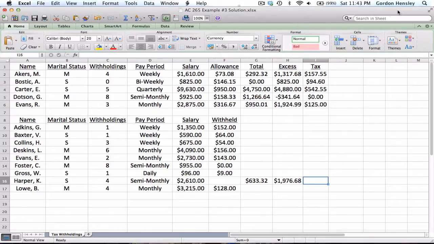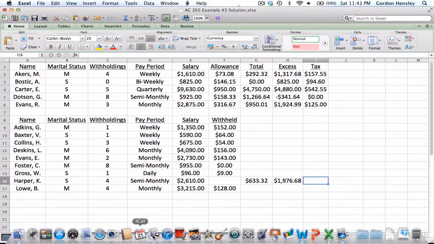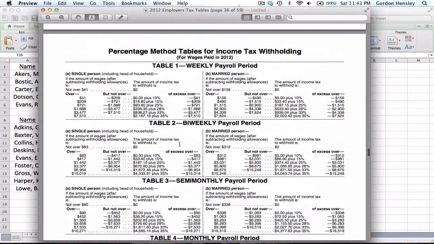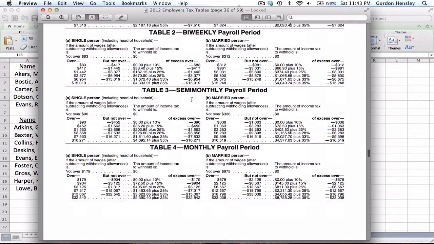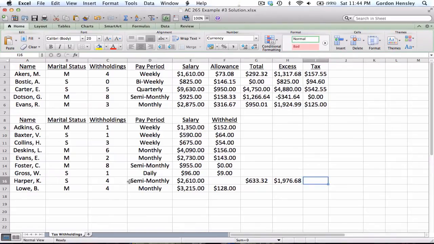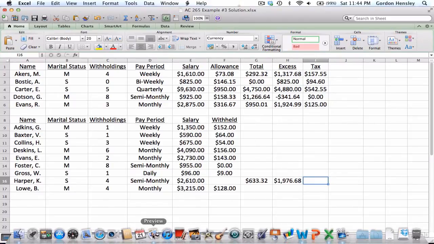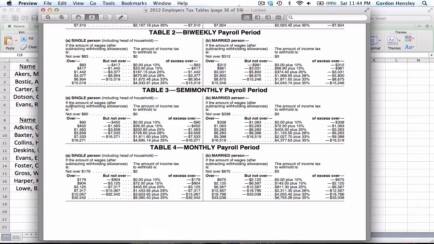So this person is single and semi-monthly. So I've got to find the right percentage table for single, semi-monthly. Well, table 3 is for semi-monthly, singles on the left side. So on table 3A, I'm looking for $1,976.68. Where is that? Well, I've got to find where that is on the table, because I want to make sure that I use the proper amount. And remember, what is their pay period? Semi-monthly and single. So it is the table 3 semi-monthly. That side is the side for single.